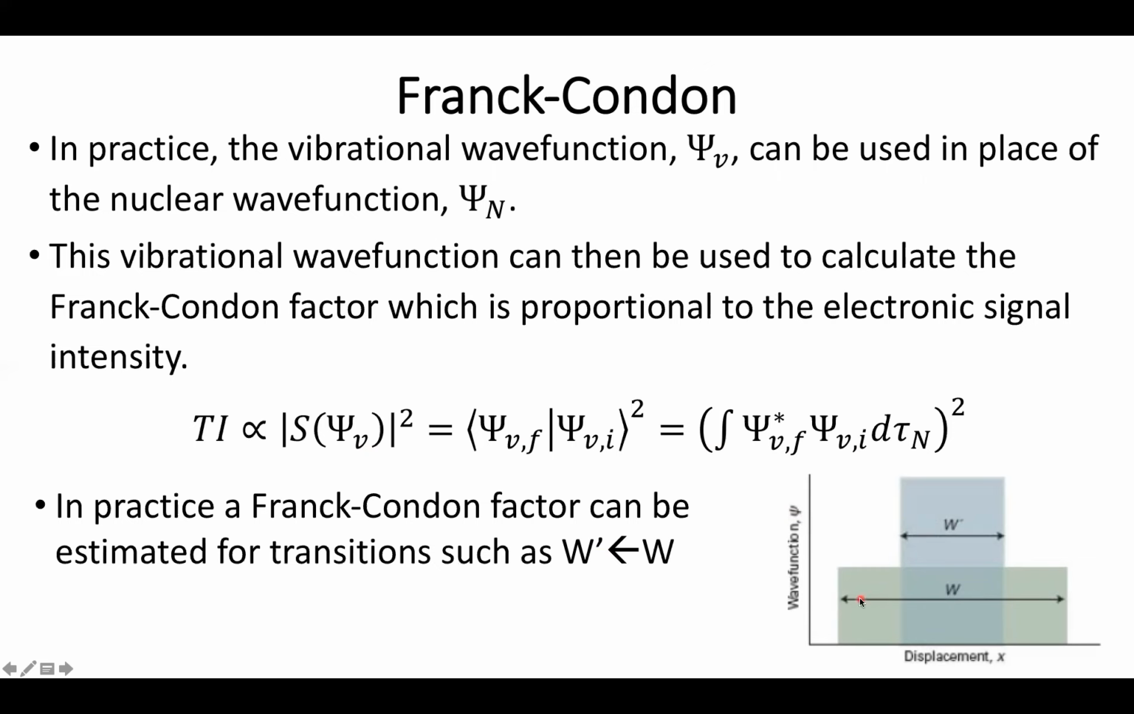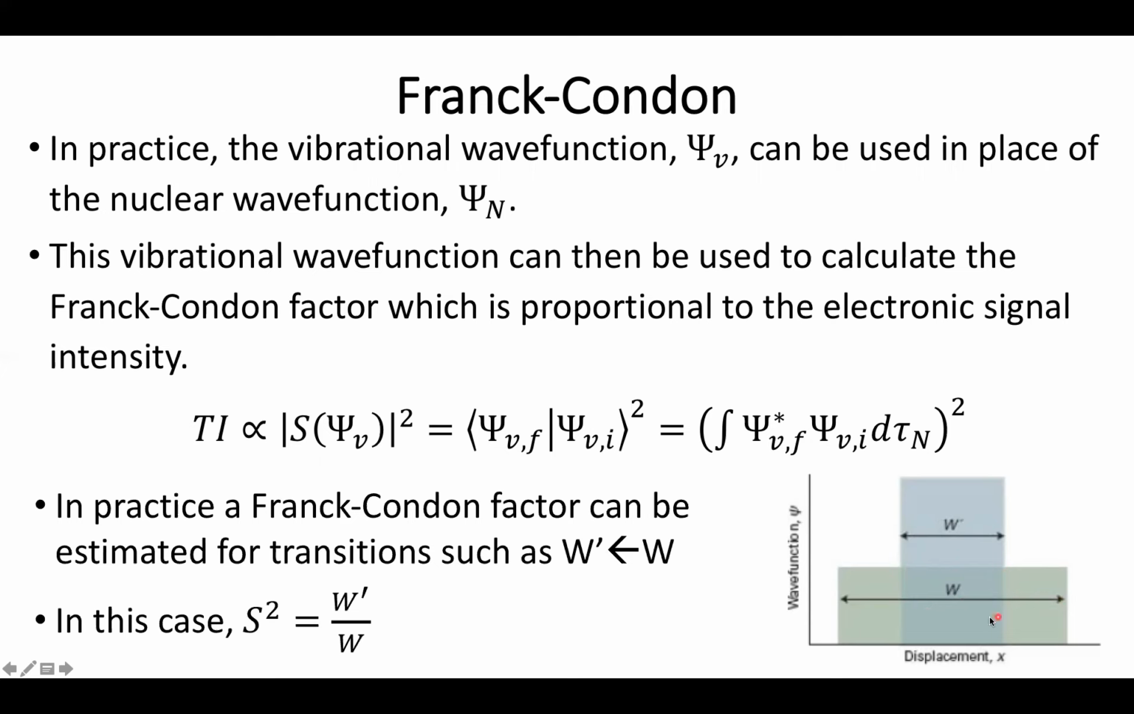Such as, for example, I've got two wave functions, one more wide, one more narrow. So we can estimate the Franck-Condon factor more or less by looking at the overlap region. In this case, it's going to be represented by essentially how wide is my new overlap region compared to my original net wave function.